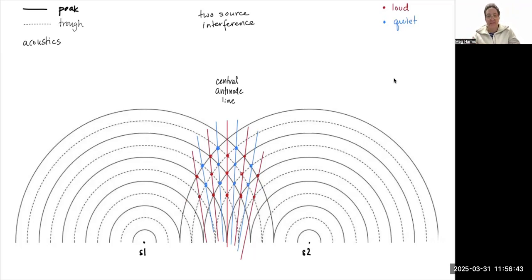But scientists noticed something when they started looking at these lines, and that is that you can actually use these lines to find out the wavelength of the wave you're dealing with. So we're going to start by numbering these lines, and we have a very specific way of numbering them. The central antinode line is line 0. And then every loud line is a whole number. So 0, 1, 2, and it just mirrors on the other side. 0, 1, 2.